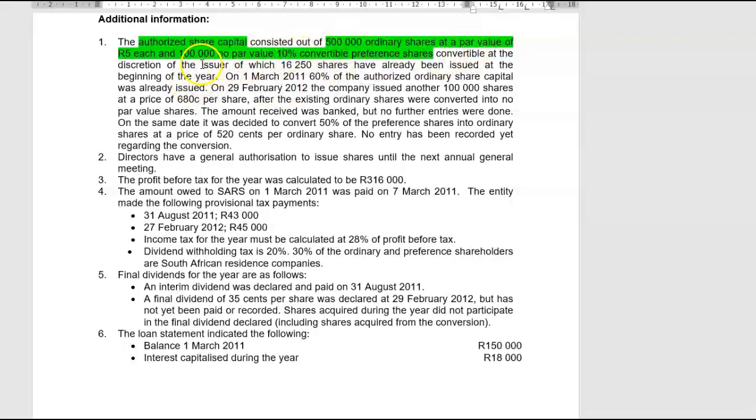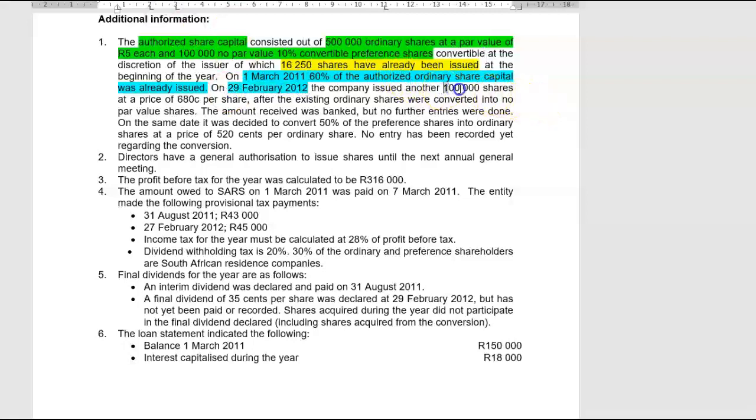Okay, now the issued shares. How many shares have been issued? Now, firstly, there were 16,250 preference shares issued at the beginning of the year. On 1 March 2011, this is the beginning of the year, 60% of the authorized ordinary share capital was already issued. On 29 February 2012, the company issued another 100,000. When is 29 February 2012? Right at the end of the year.